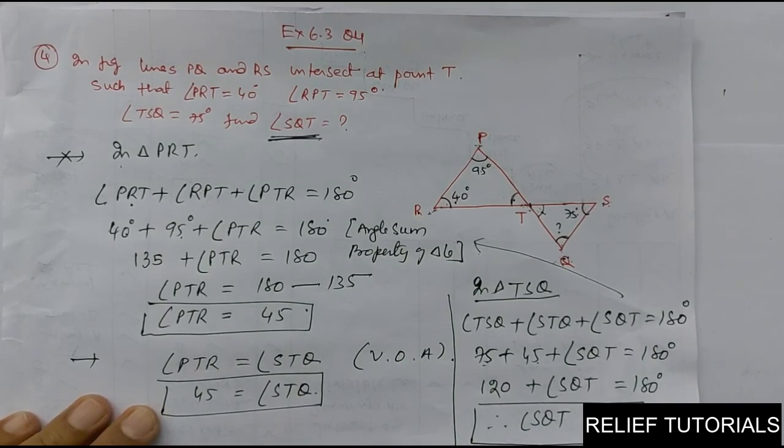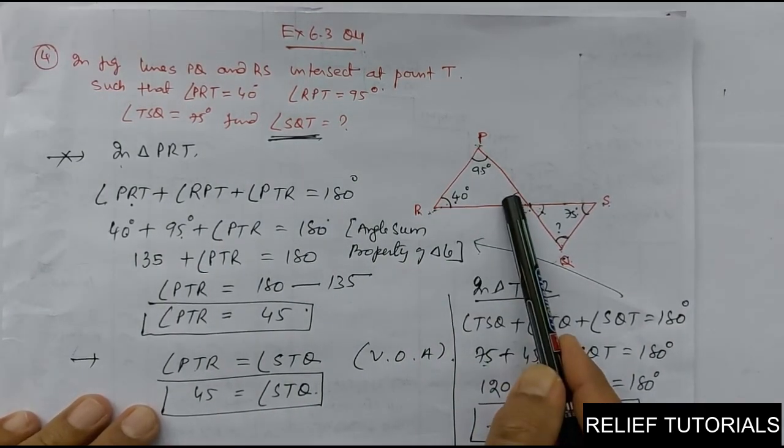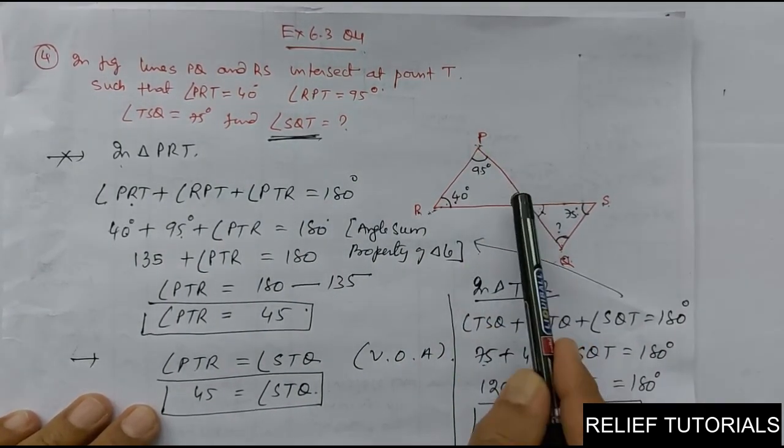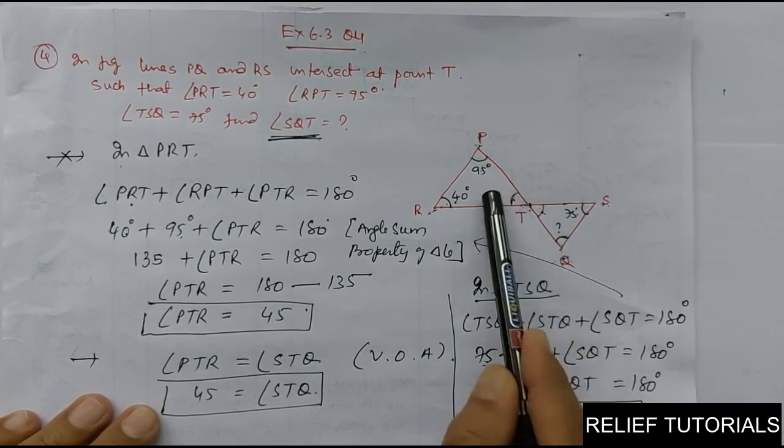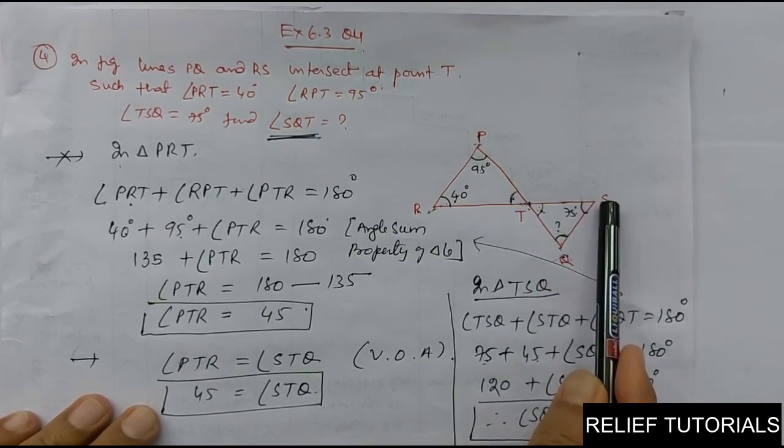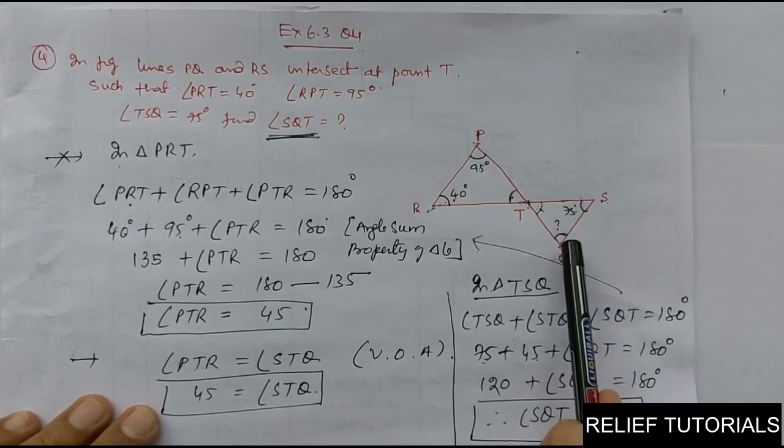So the moral of the story is, you have two angles, so you can find the third angle by the angle sum property. Then this angle is equal to this angle, vertically opposite angles. Now in this triangle SQT you have two angles, so you can find the third angle by the angle sum property.